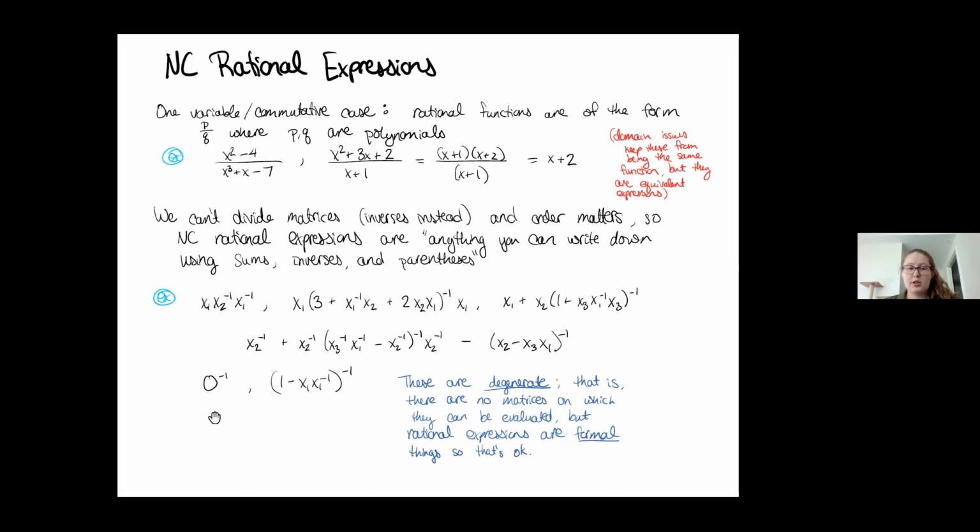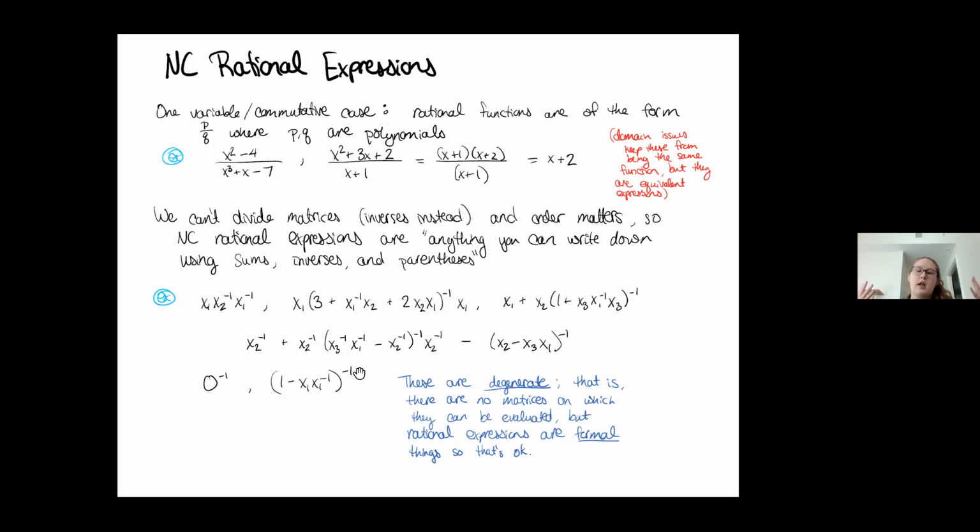These last two in particular probably make you rather sad because you can't take the inverse of 0. And this thing is just 0 by another name, inverted. That's no good. So these are what we call degenerate. This means there are no matrices on which they can be evaluated. But again, we're talking about formal things here for our rational expressions. So it's just anything you can write down.